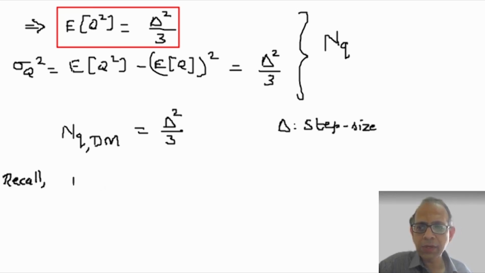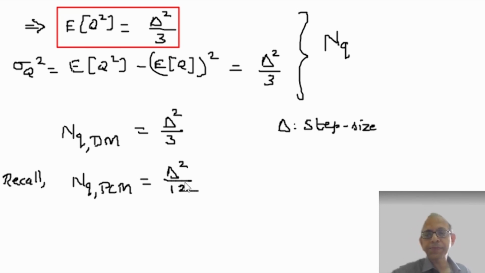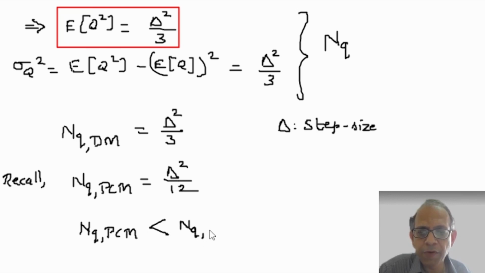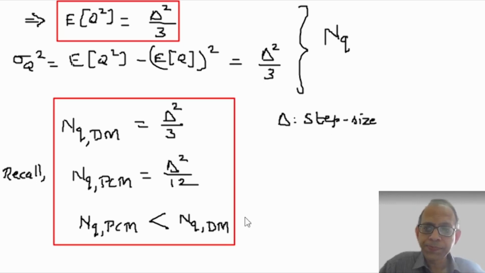Recall that the quantization noise power for PCM was delta square by 12. Clearly, the quantization noise power for PCM is 4 times smaller than the quantization noise power for DM. So this is the price actually that we pay for simplicity of delta modulator. So the quantization noise power of delta modulator is higher than that of PCM, and therefore the signal to quantization noise ratio SQNR for a delta modulator is poorer than that of PCM.